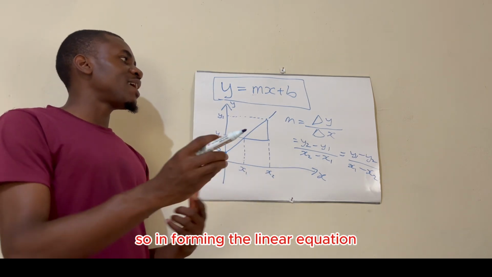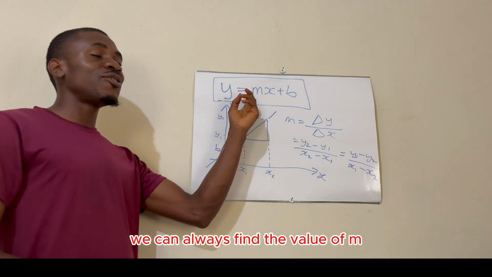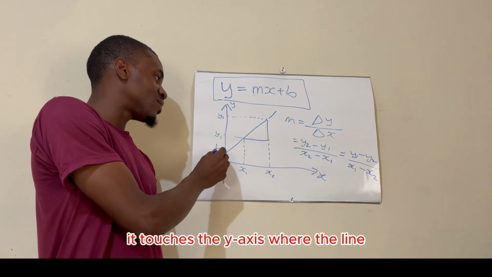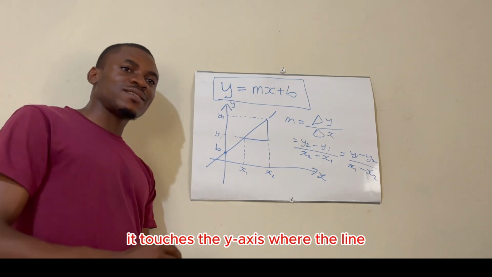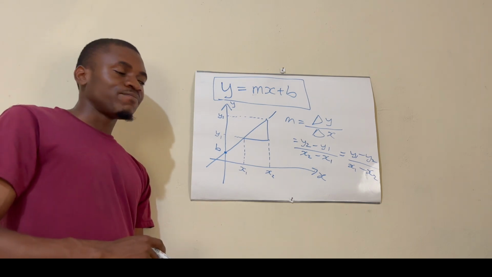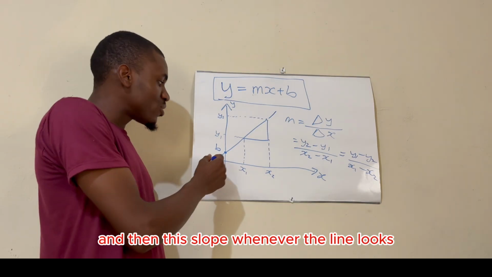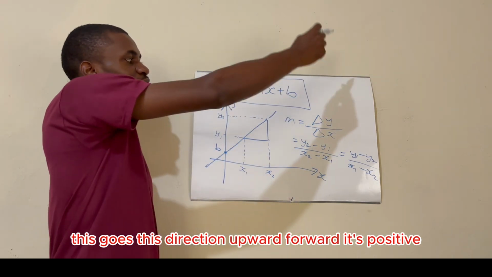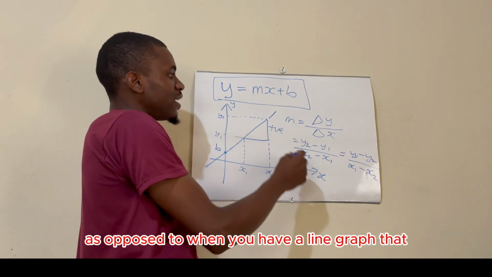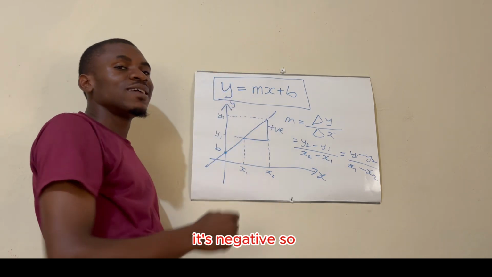So in forming the linear equation, we know that y is the output. We can always find the value of m. We know that b is where the straight line crosses the y-axis. And then this slope, whenever the line goes this direction, upward, forward, it's positive, as opposed to when you have a line graph that goes this other way. So if it goes this other way, it's negative.